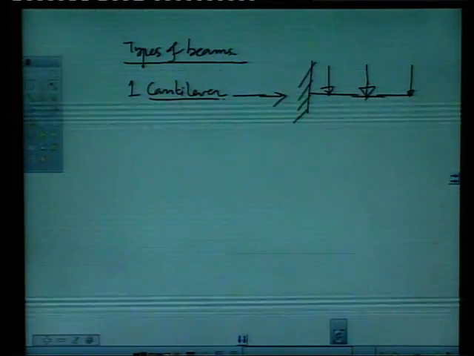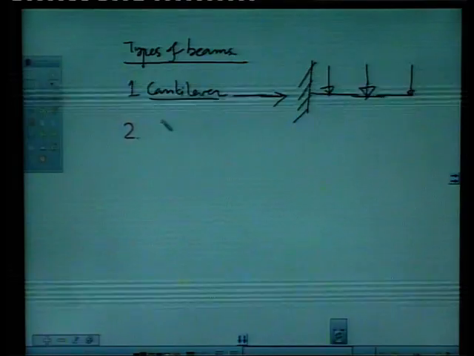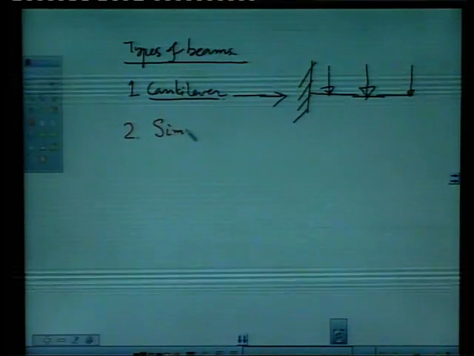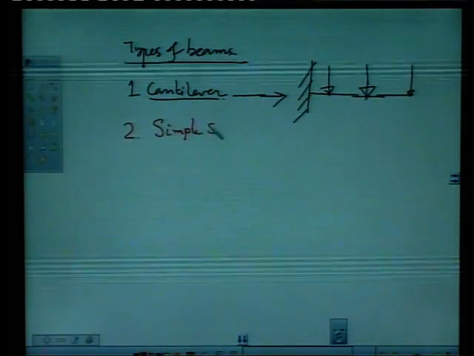And the second type of beam is the simple or simply supported beam.